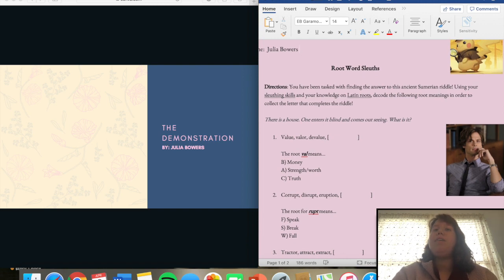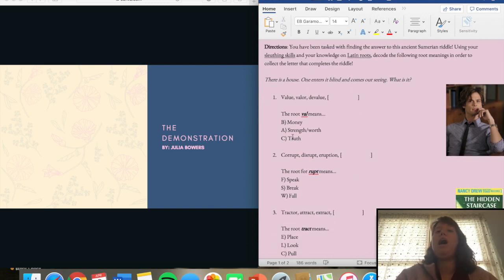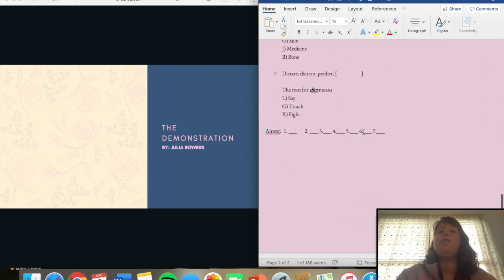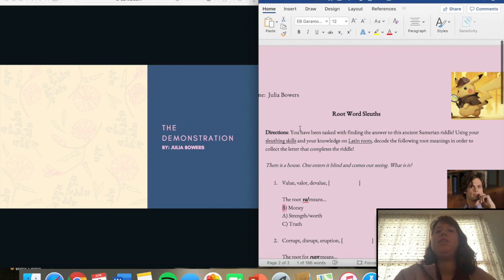You have been tasked with finding the answers to this ancient Sumerian riddle. Using your sleuthing skills and your knowledge on Latin roots, decode the following root meanings in order to collect the letter that completes the riddle. With each question, there'll be options for the meaning of the Latin root, and whatever the answer is, you'll get the letter for it that you can highlight on the page. And then down here, you'll see the corresponding question number is where you'll put the letter.